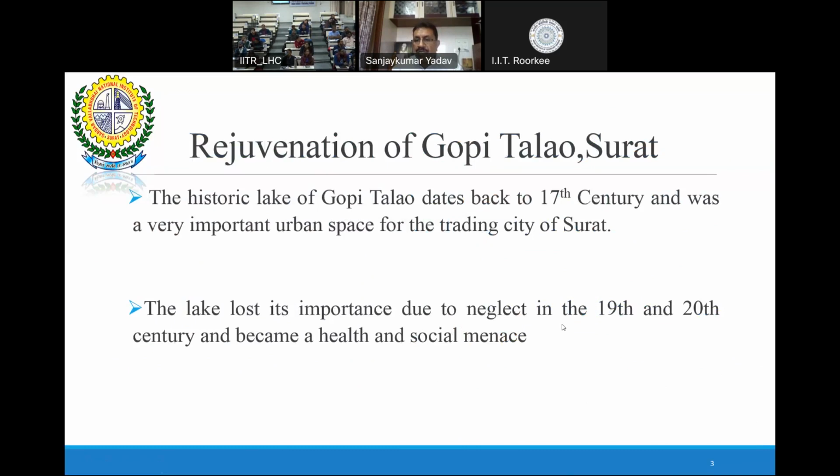This lake lost importance due to negligence in both the 19th and 20th centuries. You can see that for more than 200 years this pond has lost its importance, and it has become a health and social menace. How? We'll see it in the next slide.